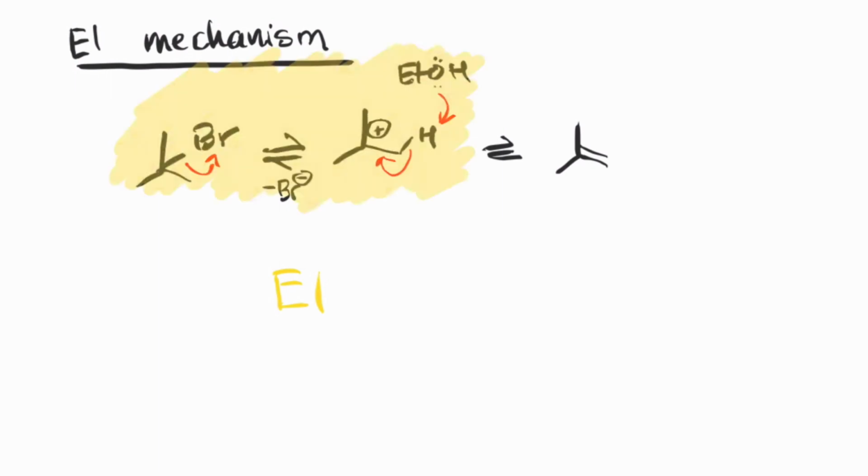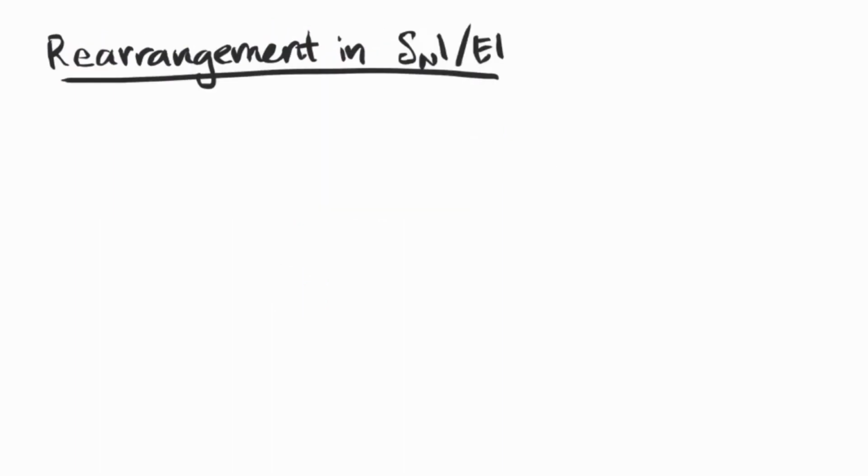Notice again that this mechanism is very similar to the E2 mechanism, where you do have that loss of the leaving group and the proton extraction. It's just that in this unimolecular pathway, it is happening stepwise rather than in a concerted fashion. Now let's take a further look at some evidence that supports this stepwise mechanism.